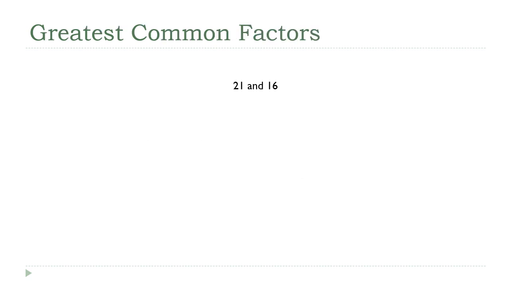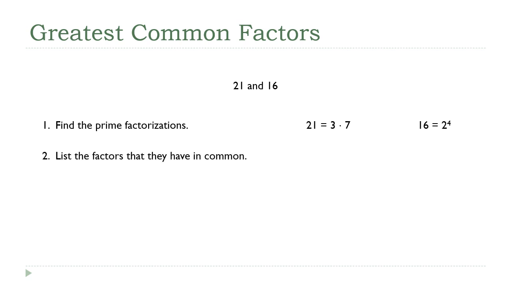So I got one more example I want us to look at here because it's going to give us kind of an interesting situation. All right, let's say I want to find the greatest common factor of 21 and 16. All right, well, I'm just going to follow our method. The prime factorizations are 3 times 7 for 21 and 2 to the 4th for 16. Now, step 2 says list all the factors that they have in common, but there aren't any. Okay, so what happens?